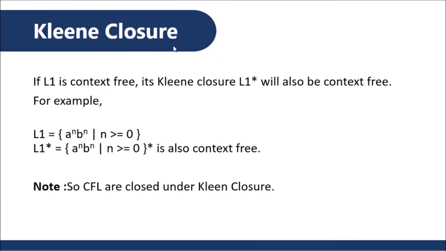Kleene closure. If language 1 is context-free, its Kleene closure, language 1 star, will also be context-free. For example, language 1 is a^n b^n, where n is greater than or equal to 0. Language 1 asterisk, which is (a^n b^n)*, where n is greater than or equal to 0, is also context-free. Note, CFLs are closed under the Kleene closure.